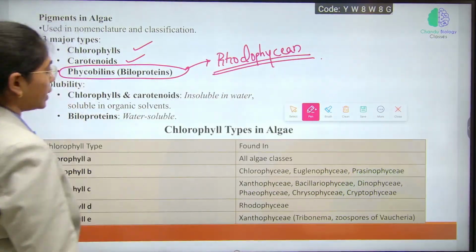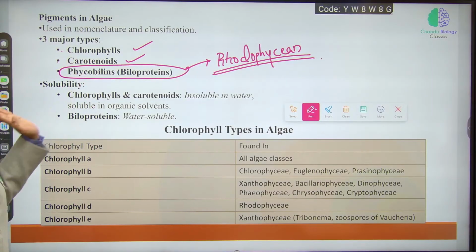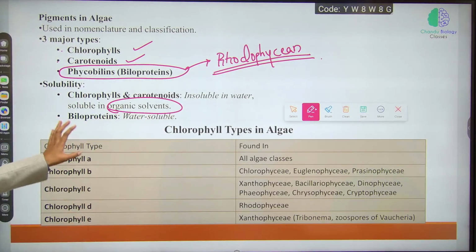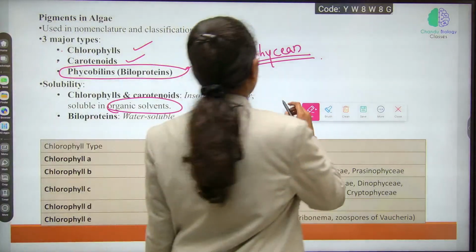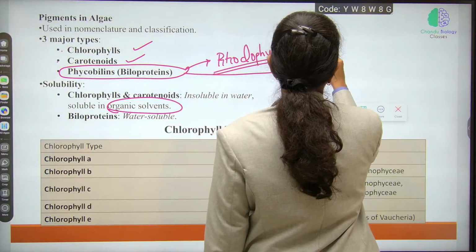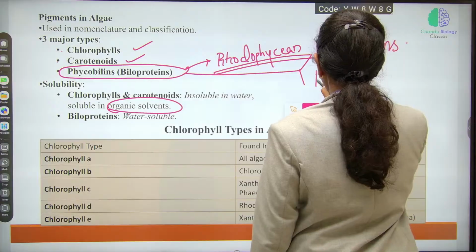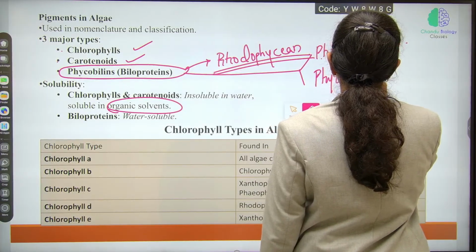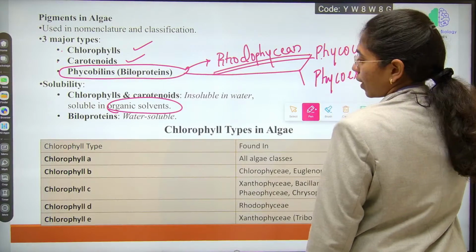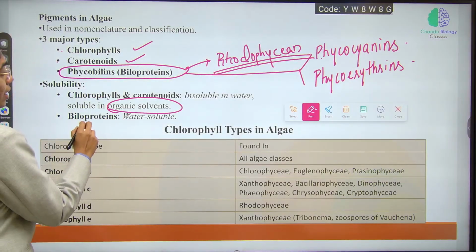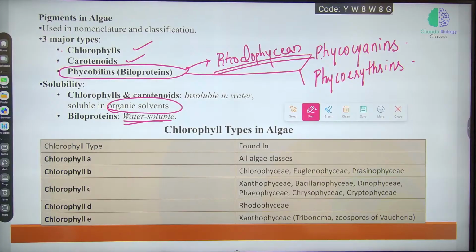Here we go with solubility. Both chlorophylls and carotenoids are water insoluble. They are soluble only in organic solvents, whereas phycobilins, both phycocyanins and phycoerythrins, are water soluble. Bilin proteins are water soluble, whereas these are water insoluble. Clear, right? Now you see different chlorophyll types.